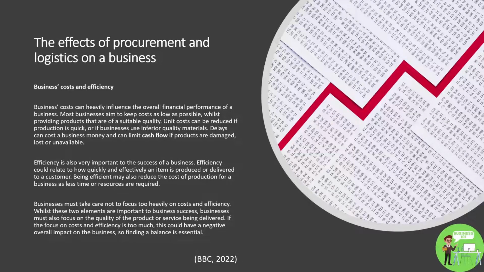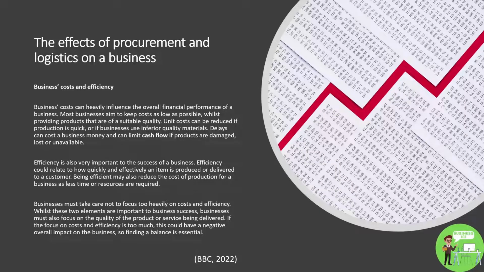Unit costs can be reduced if production is quick, or if a business uses inferior quality materials. Delays can cost a business money and can limit cash flow if products are damaged, lost, or unavailable. Efficiency is also very important to the success of a business. Efficiency could relate to how quickly and effectively an item is produced or delivered to a customer. So being efficient may also reduce the cost of production for a business as less time or resources are required.